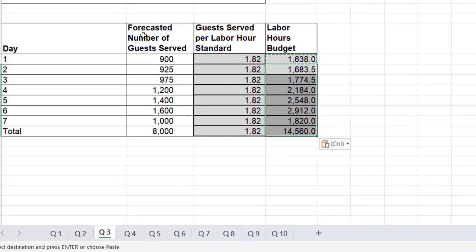So if she utilizes this method, and she uses her labor hours budget and matches it and schedules properly, she should be right on point with her service level and her productivity as well.